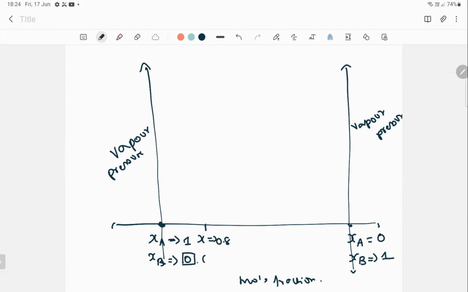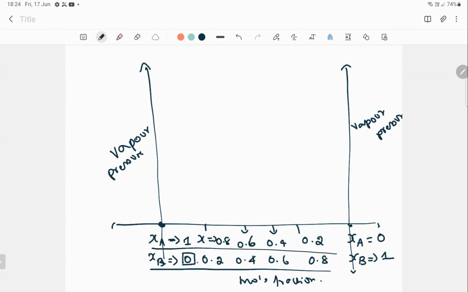1, 0.8, 0.6, 0.4, 0.2, 0.0. So these are all your mole fraction values.